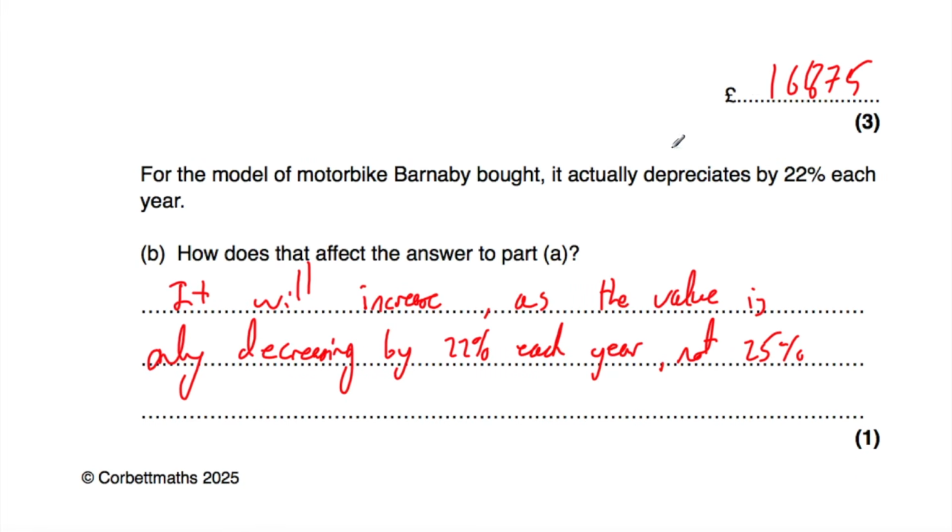I've just explained that it will increase this answer to part A, the value of the motorbike. It won't actually be as low as 16,875. It'll be a bit more than that. So this answer to part A will increase. It'll go up a little bit as the value is only decreasing by 22% each year, not 25%.